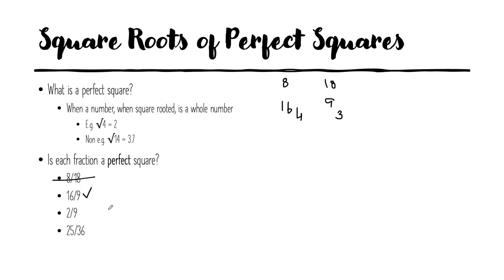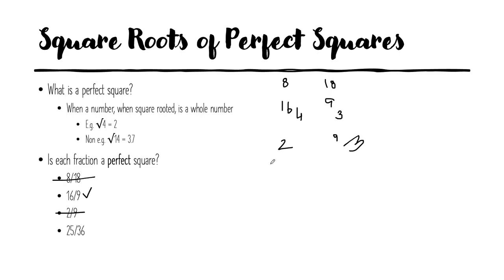What about 2 over 9? I split 2 and 9. As we know last time, 9 is a perfect square because its answer is 3. But what about 2? It's not. So, unfortunately, this is not a perfect square.